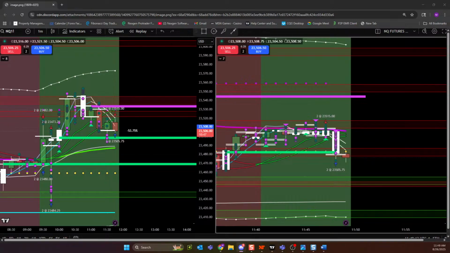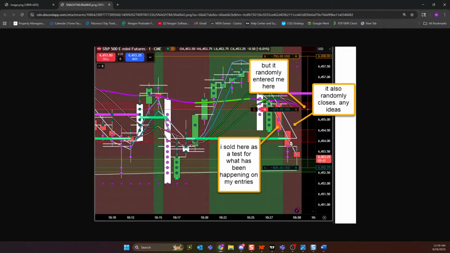Beautiful job, Victor. Beautiful job. 8 ticks. It randomly closes. Any ideas? But it randomly entered you there. You sold here as a test. You are on delayed data. 8 ticks. Your data is delayed. You are 10 seconds behind.